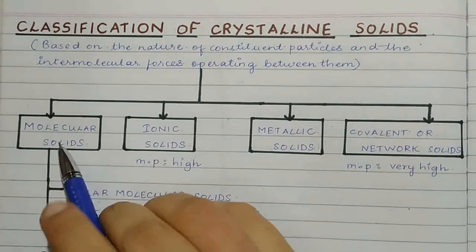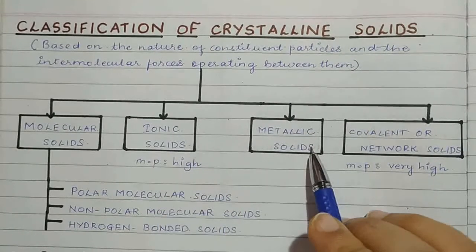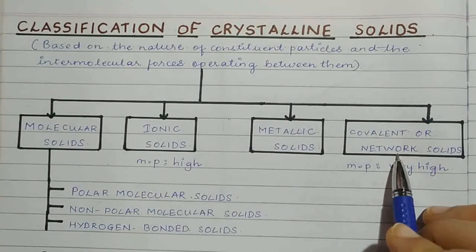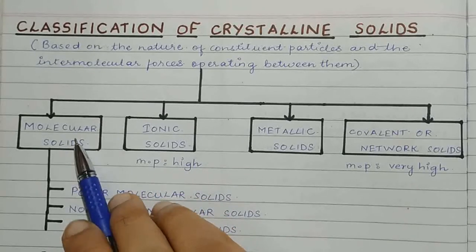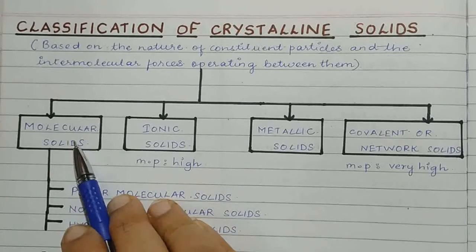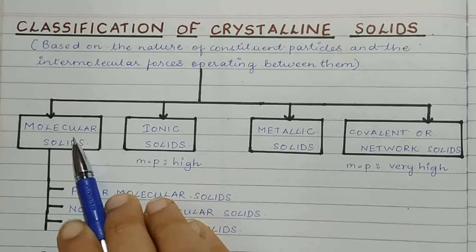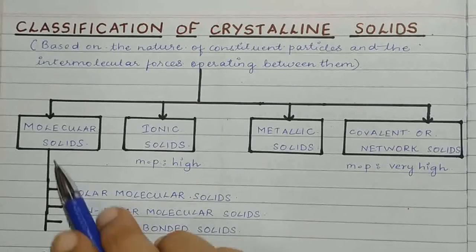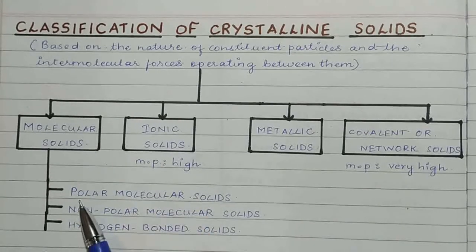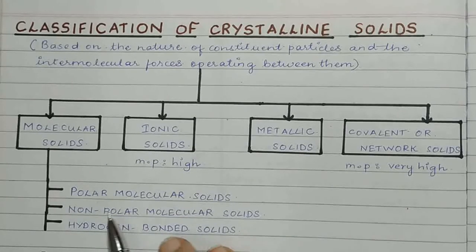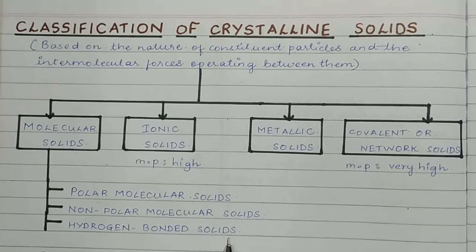Based on the names, you can tell what type of bond exists between them. Molecular solids comprise molecules, attached to each other through various types of bonding. Based on that, you have a sub-classification of molecular solids: polar molecular solids, non-polar molecular solids, and hydrogen bonded solids.